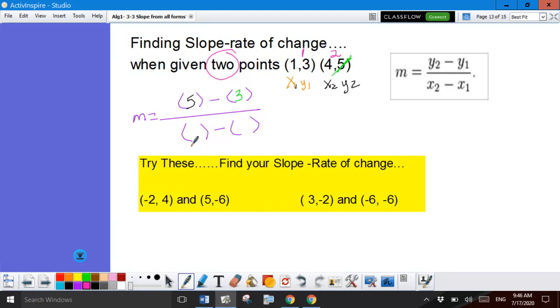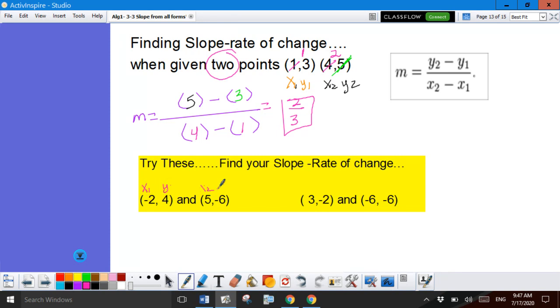Okay, then I'm going to start with x2. x2 is 4. The matching point is the 1. And then I'm just going to do the math. 5 minus 3 is 2. 4 minus 1 is 3. If that does not simplify, then I am done. And in this case, 2 over 3, that is finished. All right, let's try it again.